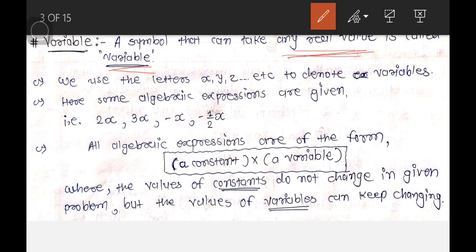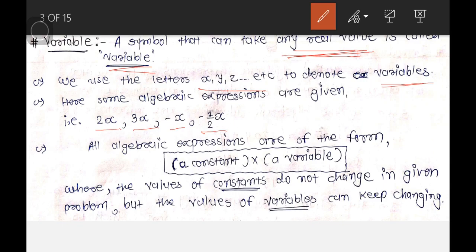You know, variable is used in polynomials. To describe this variable, we use letters like x, y, z, etc. to denote a variable. After using some constant and variable, we describe some algebraic expressions as 2x, 3x, minus x, and minus half of x. By using these algebraic expressions, we denote some polynomials and understand the polynomials.